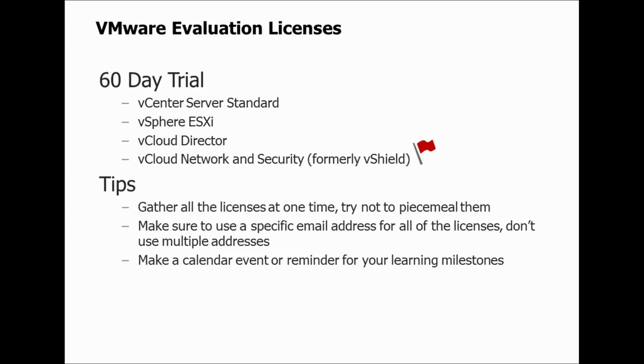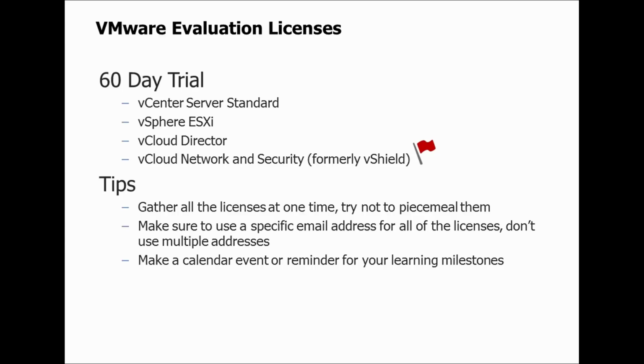Here are some tips. First, gather all the licenses at the same time. Don't piecemeal it around. That way, everything's at 60 days. You're not 30 days in and all of a sudden your vSphere environment dies on you because the licensing's gone, and then 20 days later your vCloud environment dies on you because the licensing's gone. Just grab it all at the same time and use the same email address. Just have one email address that you use for all 4 of these licenses. That way, if you have to go in there and re-download some software or get the key again, you just put in that one email address. You don't have to remember 2 or 3 or whatever.